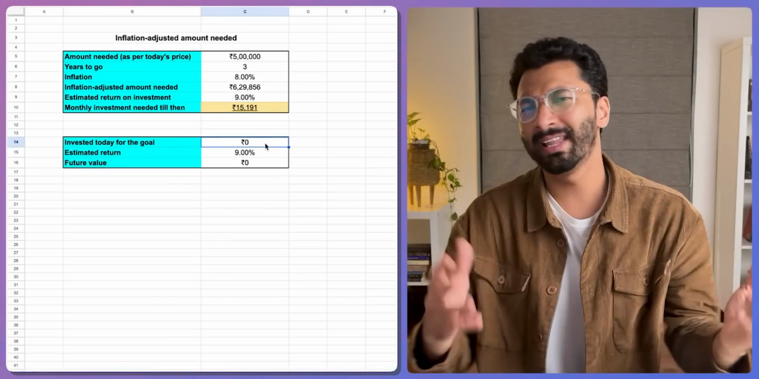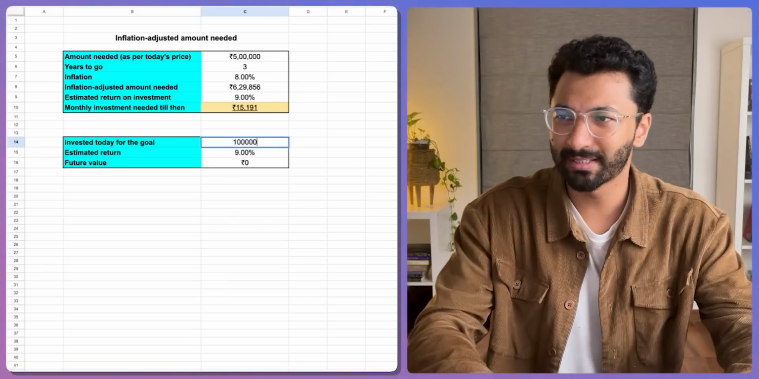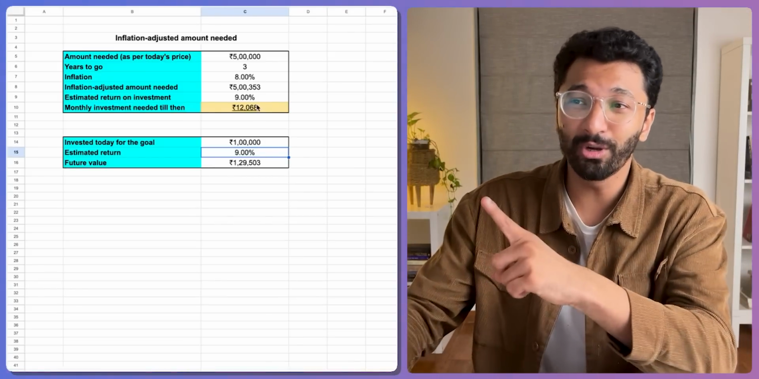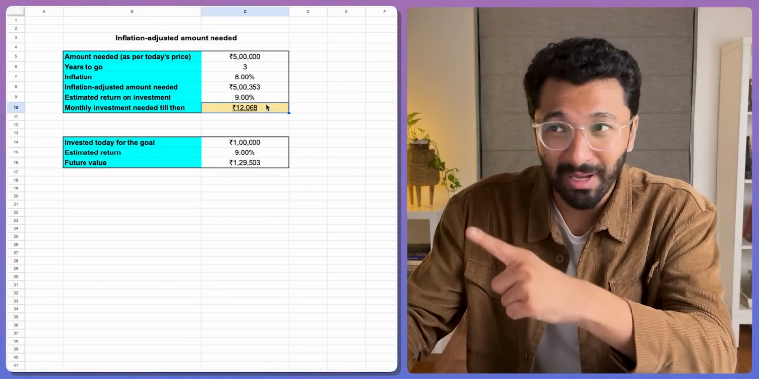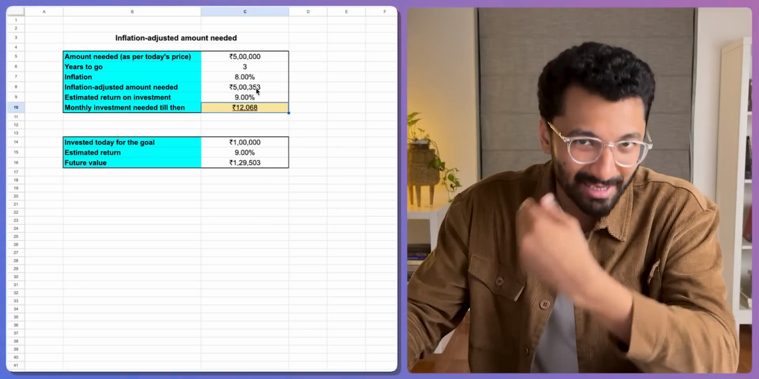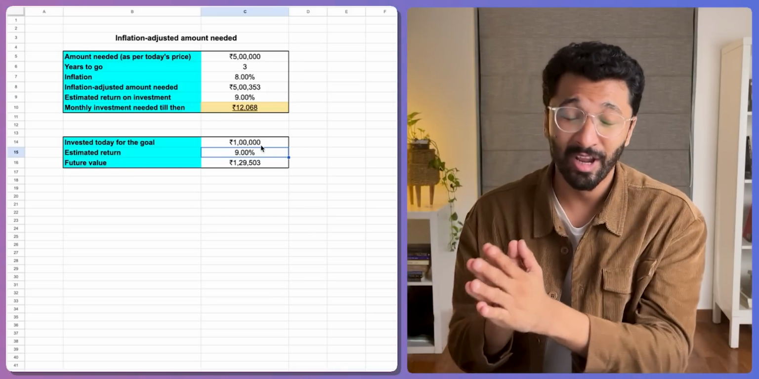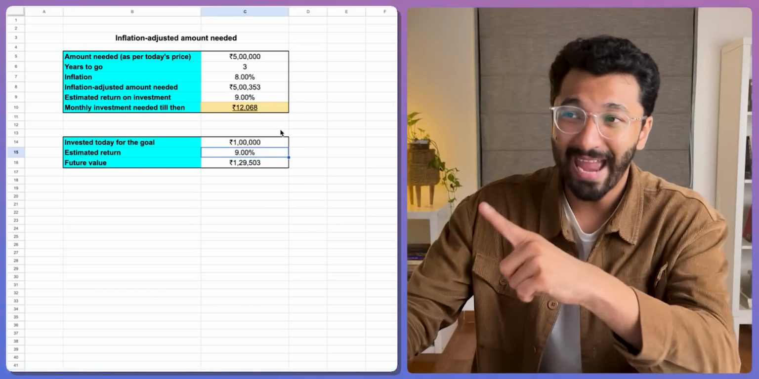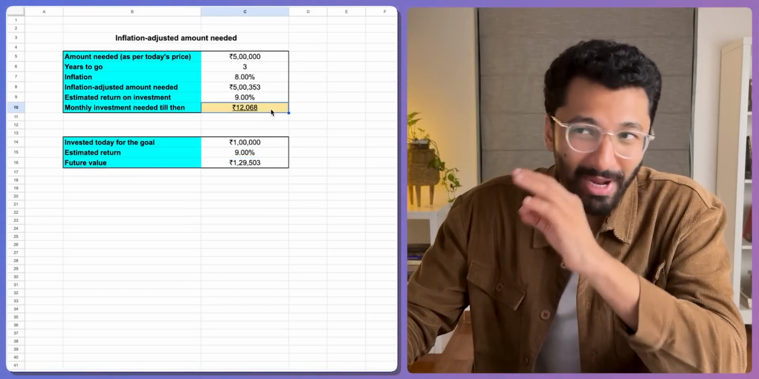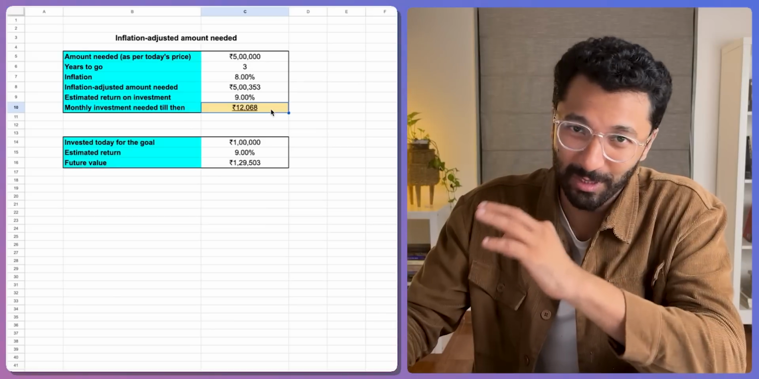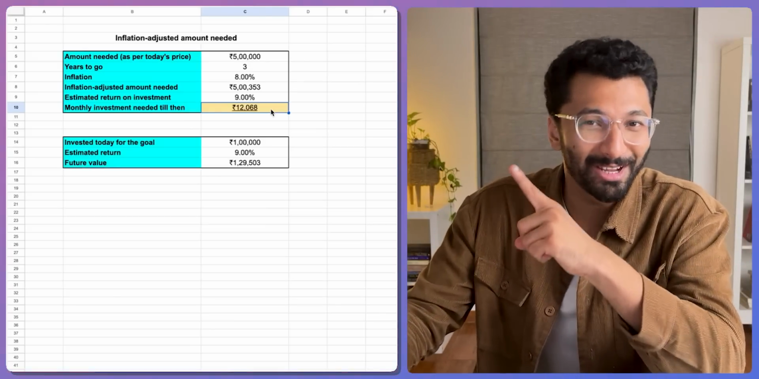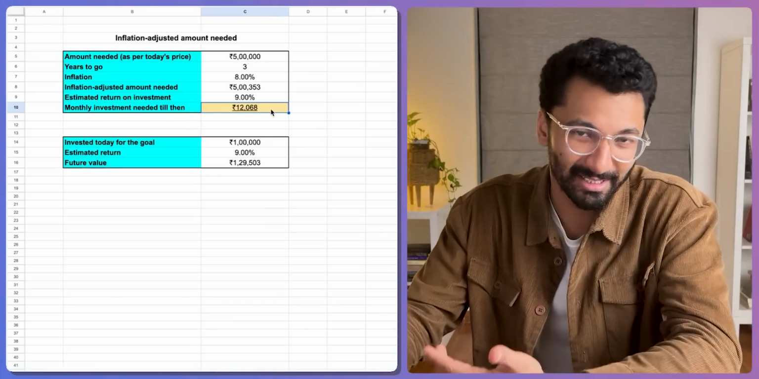But let's say you already have 1 lakh rupees. So I'll just put in 1 lakh. The moment you do that, you will realize that the monthly investment needed to hit your goal starts going down. And you can again customize it as per your needs. But now it's important to remember that you need to invest 12,068 rupees per month to be able to get to your goal of 5 lakhs 3 years later. Now the big question is where to invest.